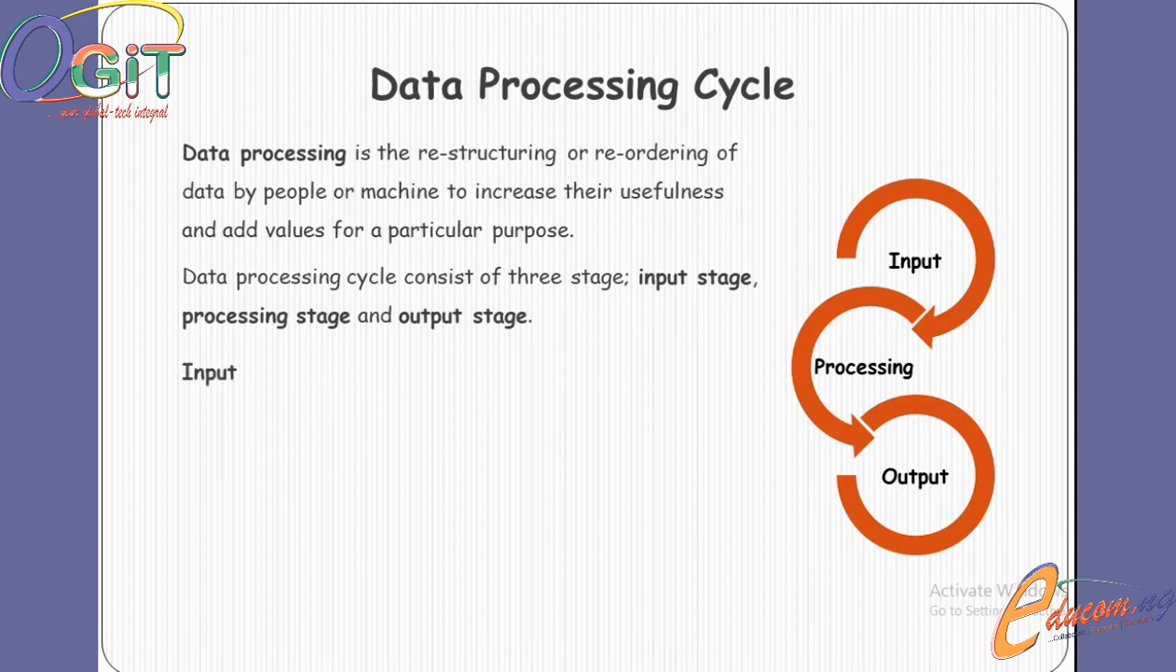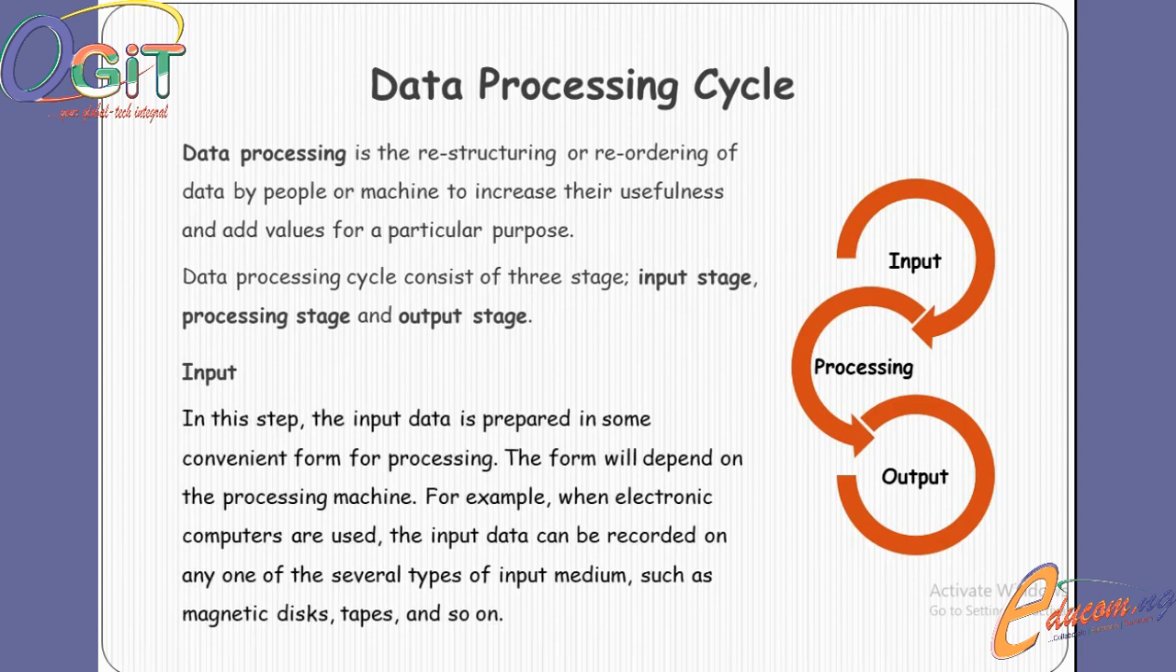We're going to talk about the input stage now. In this stage, the input data is prepared in some convenient form for processing. The form will depend on the processing machine. For example, when electronic computers are used, the input data is recorded on any one of the several types of input medium, such as magnetic tapes, and so on.